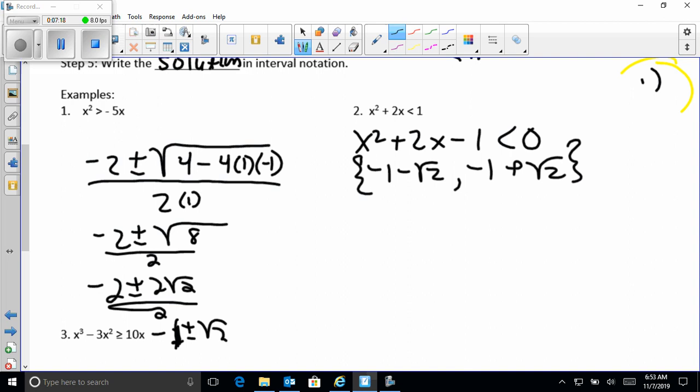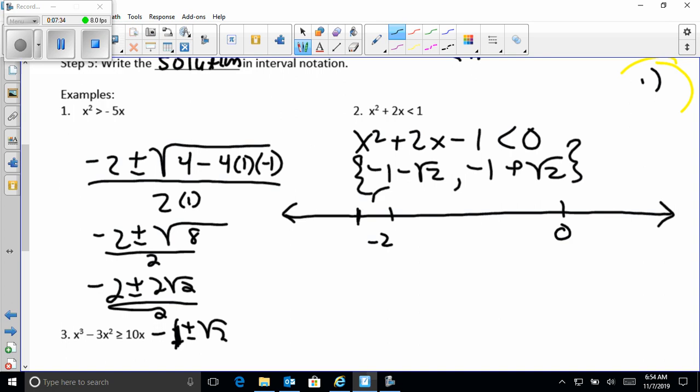You probably have to use your calculator to figure out what that means. I do know, looking at my number line, the first one is a little bit below -2, and then this one is a little bit above 0. It's not quite at 1, and this one's not quite at -3. So these are my test regions.